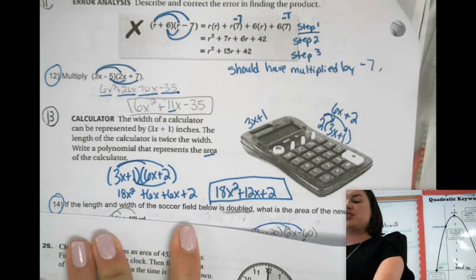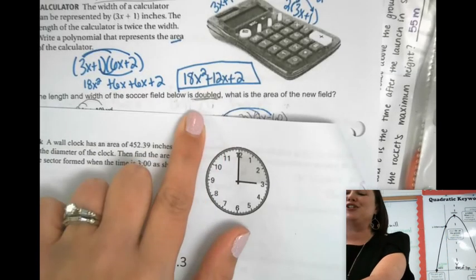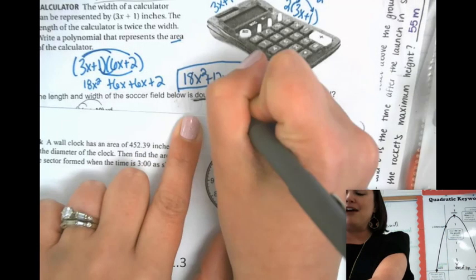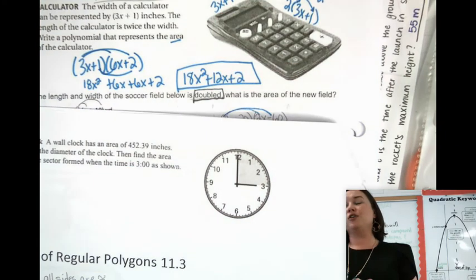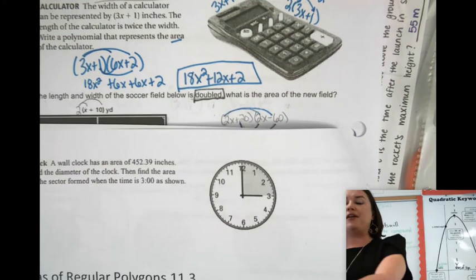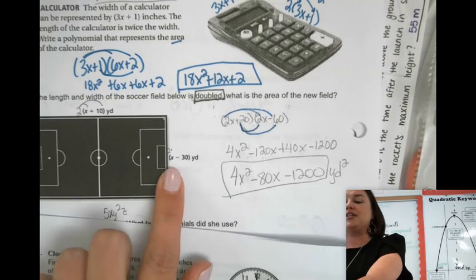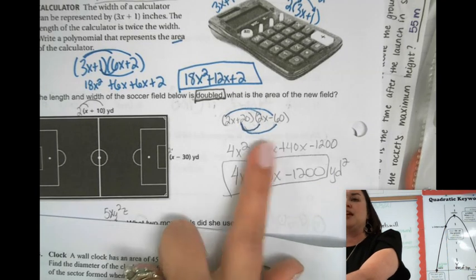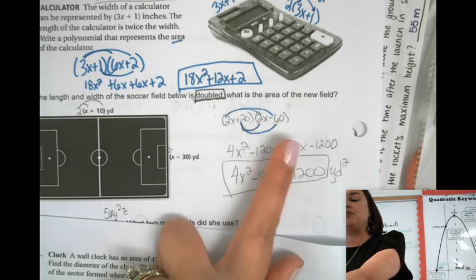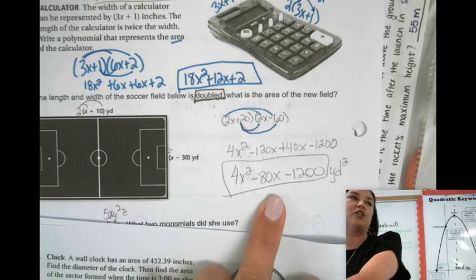If the length and width of the soccer field below is doubled, what is the area of the new field? Guess what word I left out? Doubled. Which means I have to do what to each side before I multiply? Multiply it by 2. So if I multiply this side by 2, I get 2x plus 20. And if I multiply this side by 2, I get 2x minus 60. So I multiply 2x plus 20 times 2x minus 60, and I get 4x squared minus 80x minus 1200.